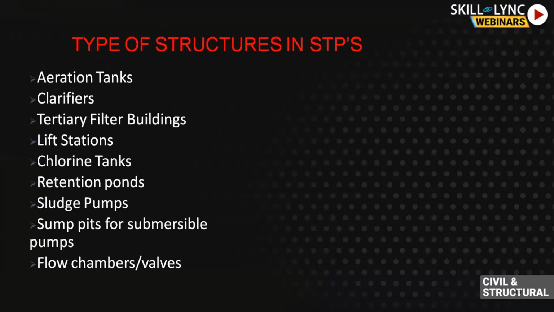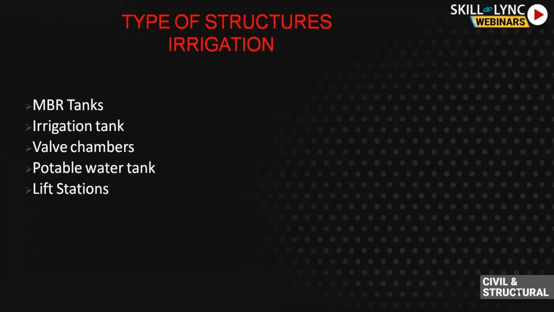How many types of structures can we have in civil and structural? We can have aeration tanks, clarifiers, filter buildings, lift stations, chlorine tanks, retention ponds, sludge pumps, flow chambers, and walls. Similarly, we can have similar structures, but their coating requirements are different. For potable structures, we have wall chambers, lift stations, irrigation tanks, and NBR tanks.